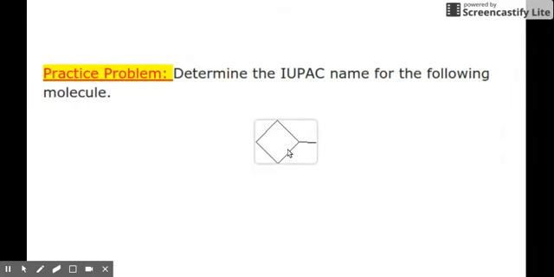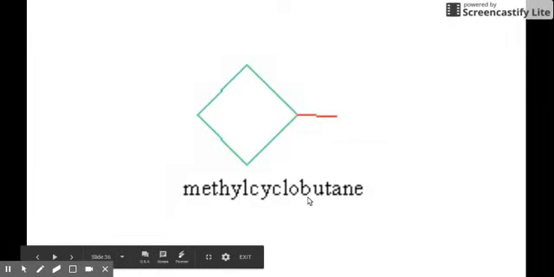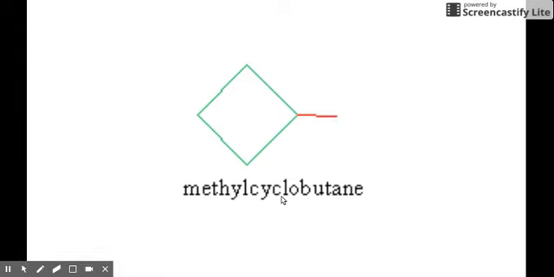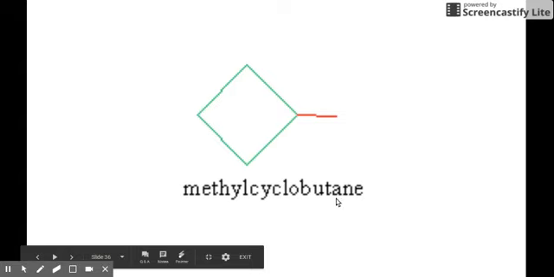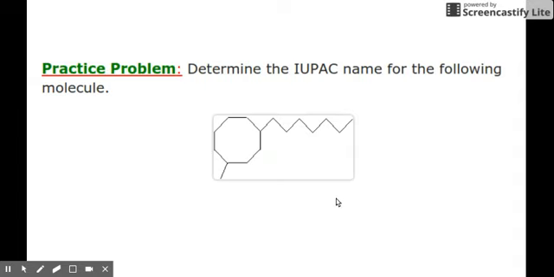And your cyclic structure has 4 carbons. That means you name it butane. And because it's cyclic, you have to attach the prefix cyclo, so cyclobutane. In other words, the simplest name for this structure is methylcyclobutane. Methyl for this branch that's highlighted in red, cyclo for the cyclic structure, and butane for 4 carbons. So take note, it's just one word with no space, all small letters. Methylcyclobutane.